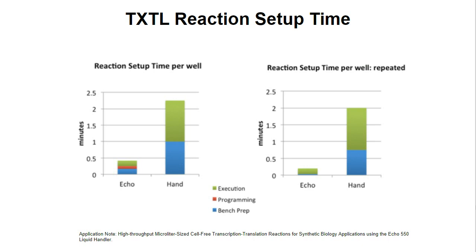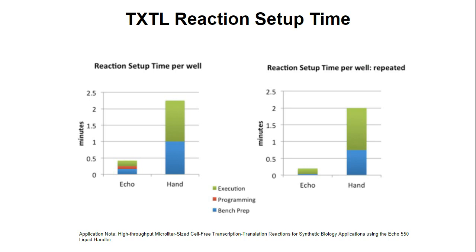If, however, we're repeating the experiment, so pretty much the same experiment, that means we wouldn't have to program it again on the Echo because it's already programmed. So all we have to do is load the source plate and just put it into the Echo, and it goes. But by hand, it barely gets faster if you're repeating the experiment because, again, you still have to pipette the whole time. And so repeated experiments are 10 times faster with an Echo, and if it's your first experiment, then 5 times faster with an Echo. So that's a huge benefit.